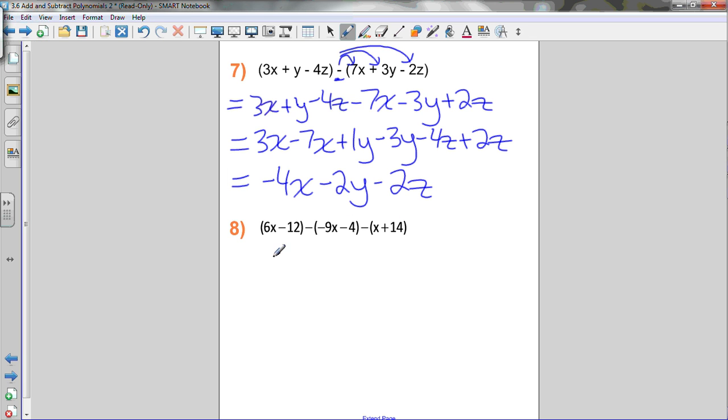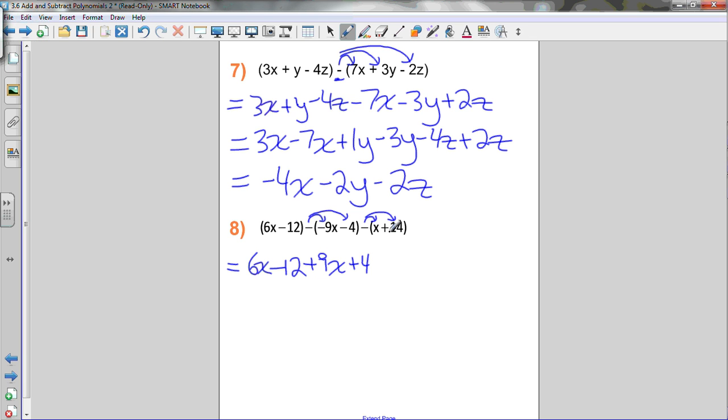So I have 6x minus 12 minus negative 9x minus 4 minus x plus 14. So to get rid of the brackets, I'm going to have to distribute the negative sign to each of the terms in this polynomial that's going to be subtracted. And I'm also going to have to distribute this negative sign to each of the terms in that polynomial that's being subtracted. So let's go ahead and do that. So the first polynomial is not going to change, 6x minus 12. I need to subtract negative 9x. Subtracting a negative is adding. I need to subtract negative 4. Subtracting a negative is adding.